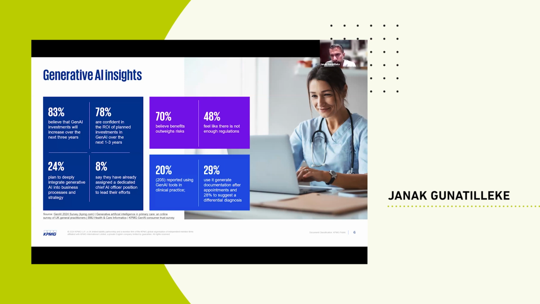And the dark purple boxes on the top were from a survey we did in the US of more than 1,000 people. Again, the general consensus, more than about 70%, was that the benefits outweigh the risk. But on the flip side, almost half felt that there's not enough regulation to ensure that it was done safely. The blue boxes in the bottom right were from a survey published in the BMJ of about 1,000 GPs, which showed about 20% of the GPs were using GenAI tools in their clinical practice, and almost 30% were using them to generate documentation after they saw patients.